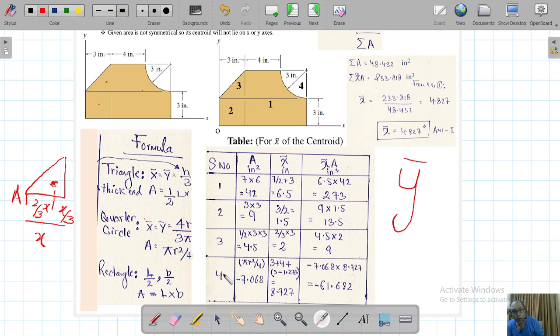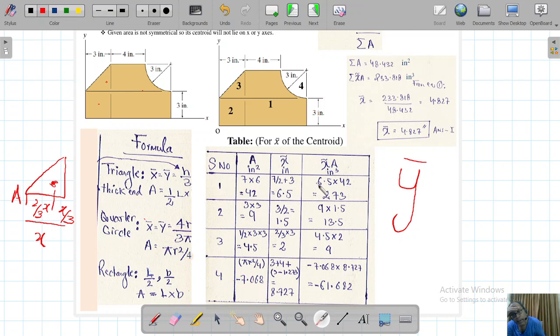And number 4, what is the fourth side? The fourth side is basically this quarter circle. What is the area of this quarter circle? Pi r square by 4. The radius is going to be 3 inches, so you can write pi into 3 square divided by 4, which is 7.068.